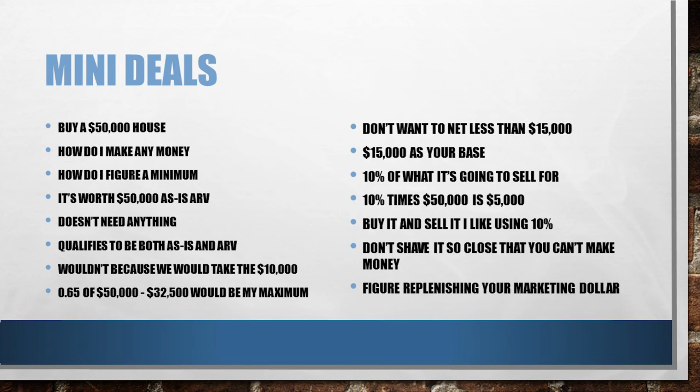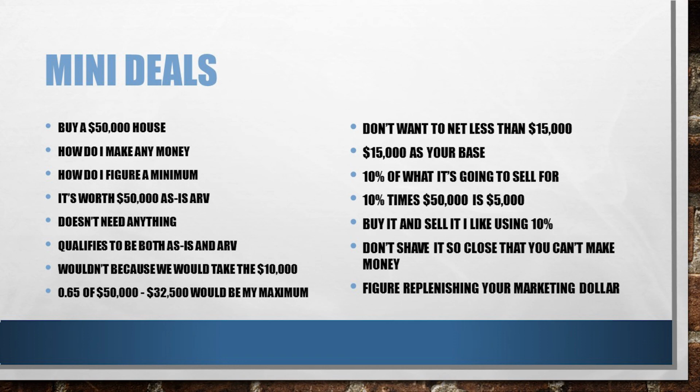Then always figure replenishing your marketing dollar. I like using 10% of what I want to make or what I expect to make. So in this case, my mini deal is $15,000, so 10% of 15,000 is 1,500. I'm going to add 15,000, 5,000, 1,500 together, and that's going to be 21,500. I'm going to take that 21,500 from the $50,000 original as is ARV. My maximum allowable offer to the seller is now 28,500.